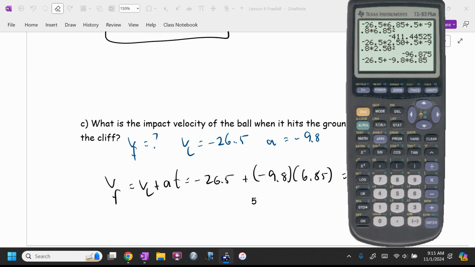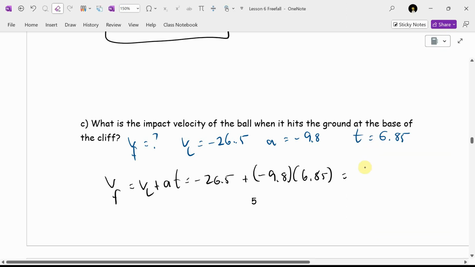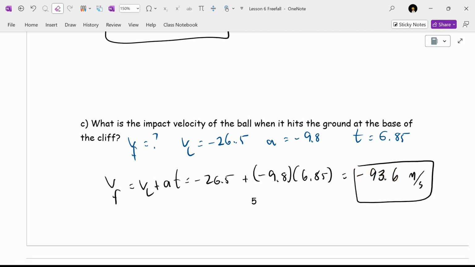Colton, let's be obvious. Right when we hit the ground, what direction are we traveling, upwards or downwards? I'm expecting a positive or a negative velocity. I better get a negative or I've made a typo. Negative 93.6? Okay. Meters per second.